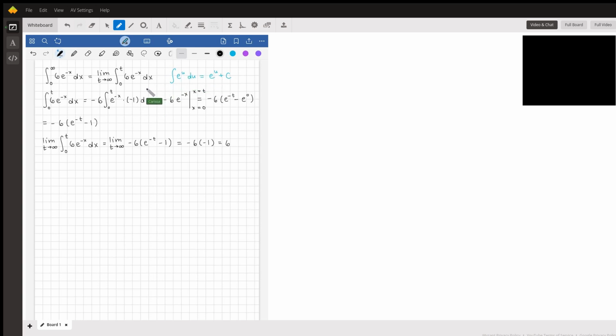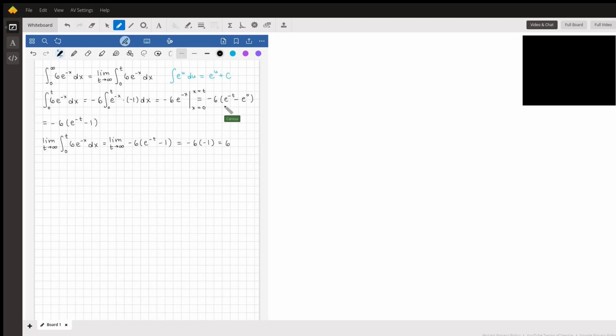we are going to multiply the inside and the outside of the integral by -1, so we don't change the value of it. Because you see here, u equals -x, so du is going to be -1 dx. So in order to get that on the inside, we're going to have a -1 here and also a -1 on the outside. So when we apply that rule, we end up with -6 times e to the -x from x equals 0 to x equals t.